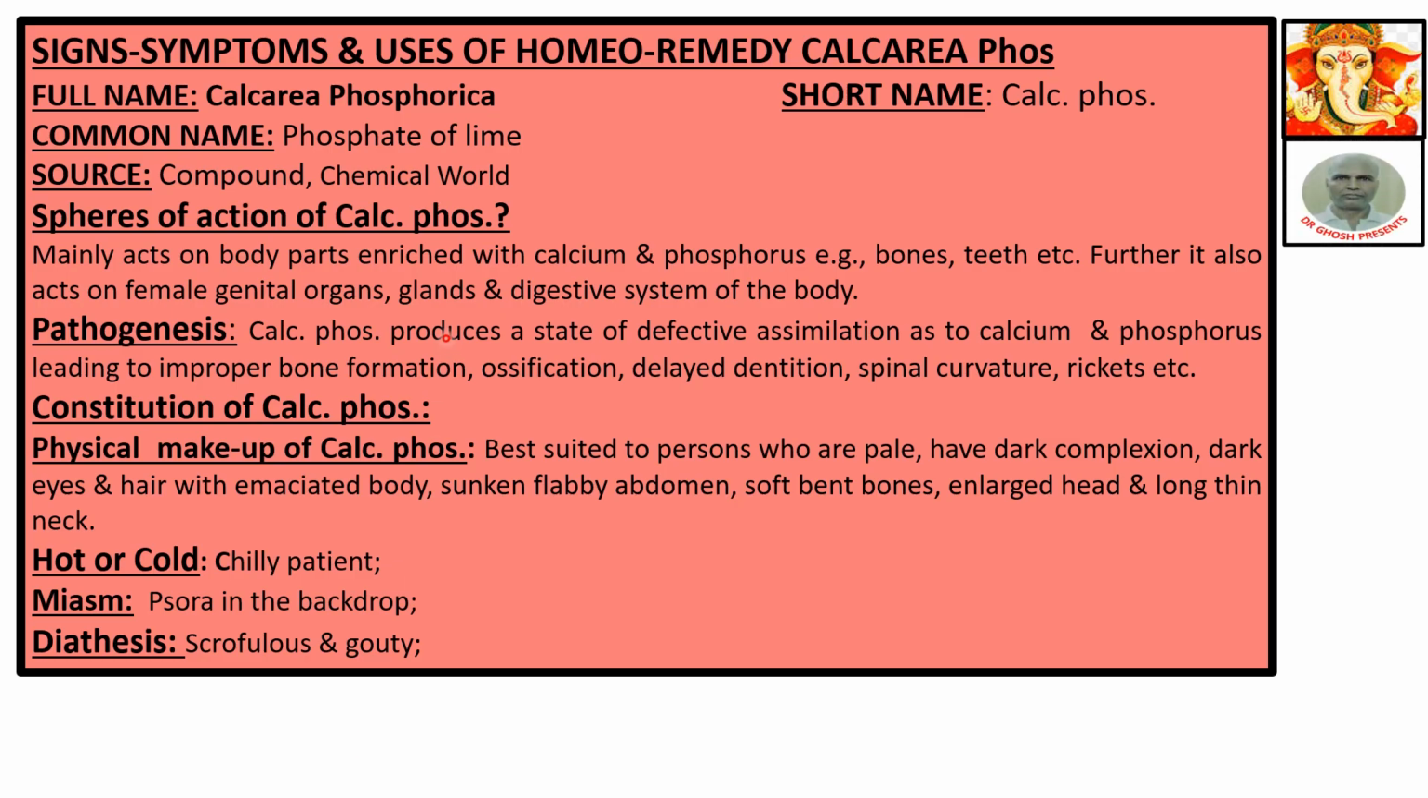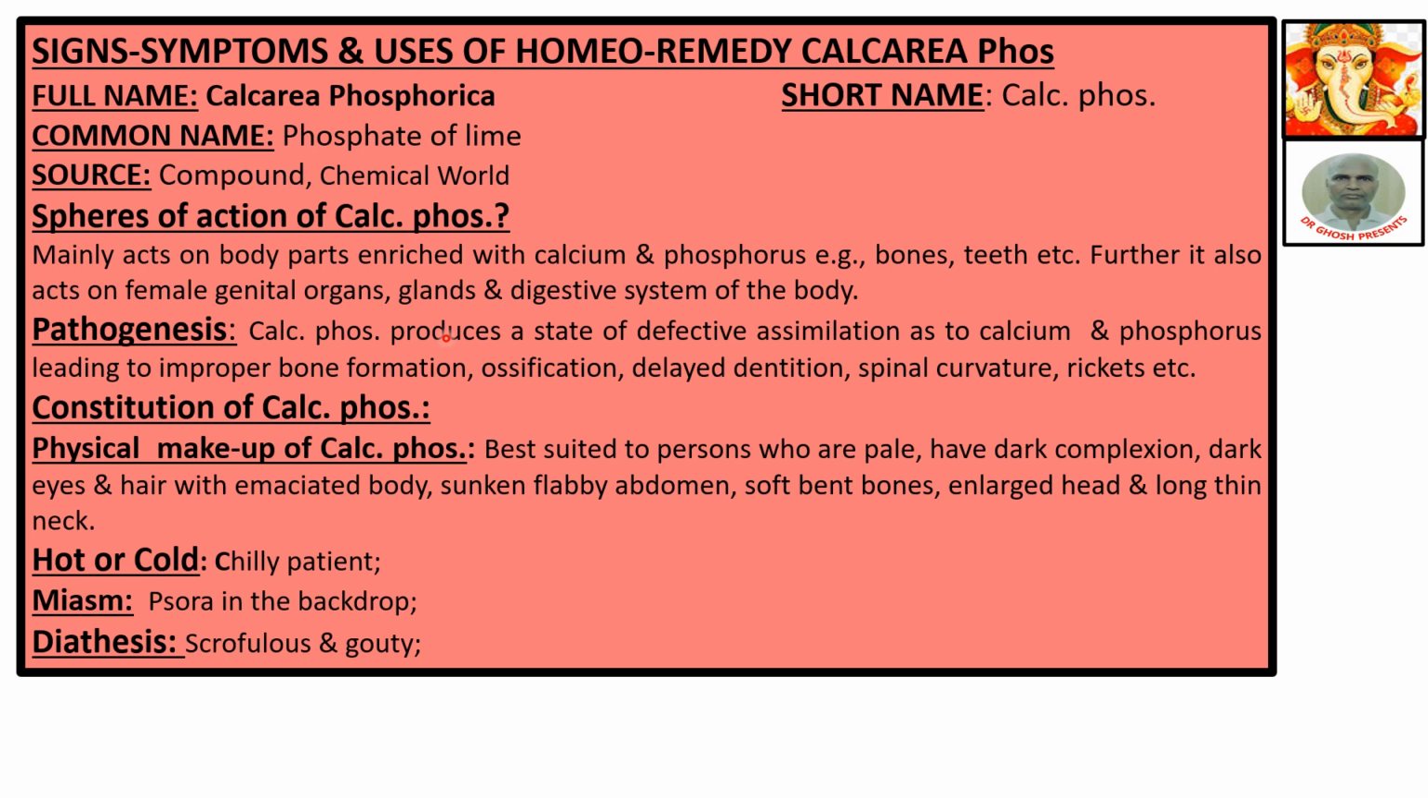Signs, symptoms and uses of Homeo-Remedy Calcarea Phos. Full name Calcarea Phosphorica. Short name Calcarea Phos. I will use this name, Calc Phos, throughout the video. Common name phosphate of lime. Source compound chemical words. Sphere of action of Calc Phos.